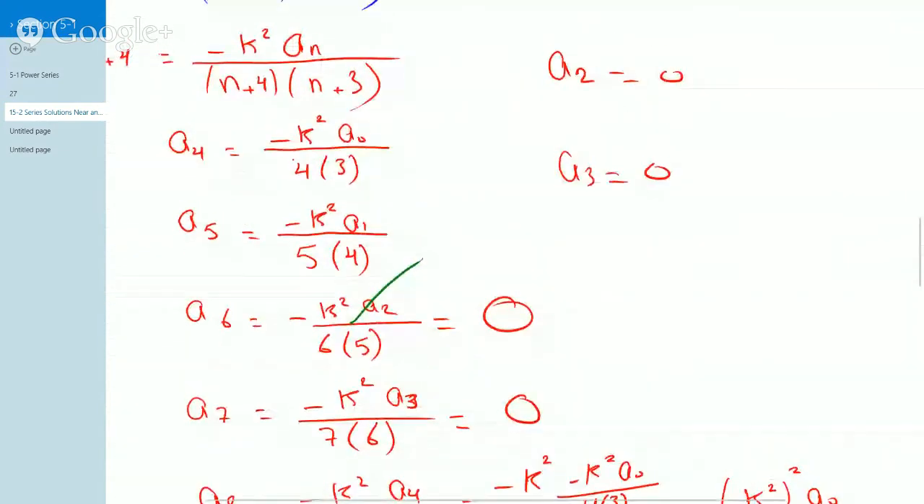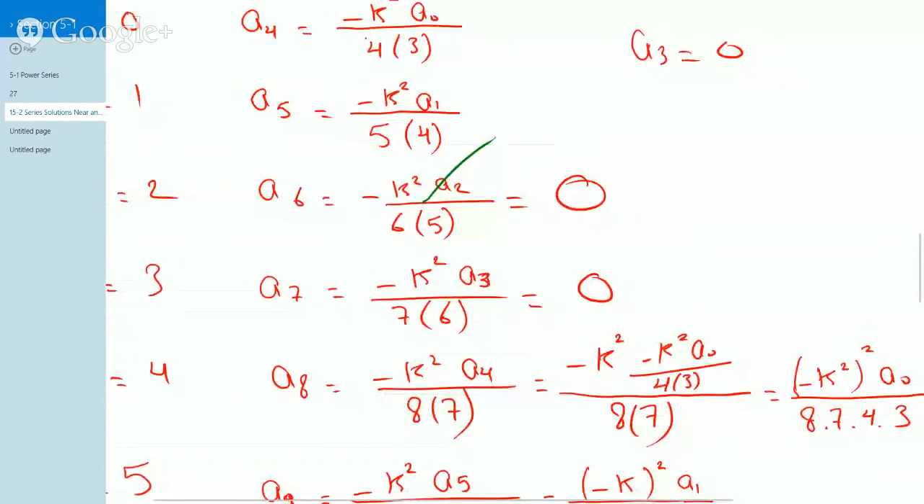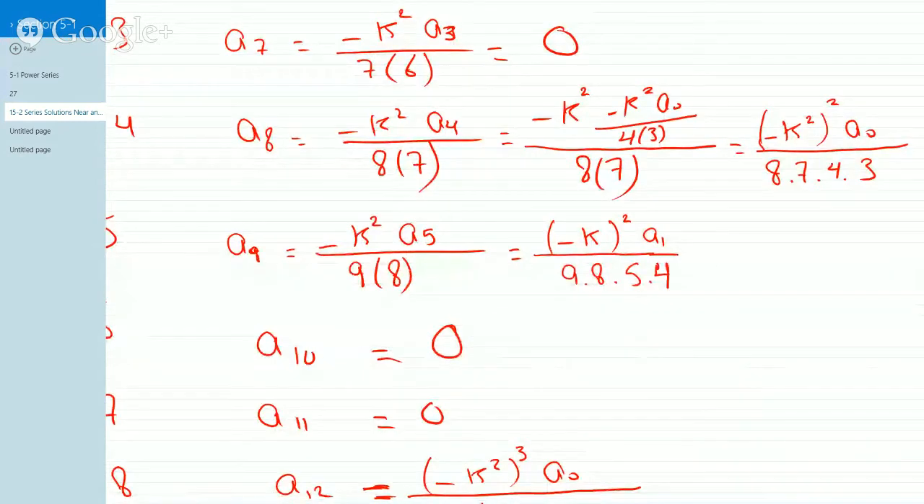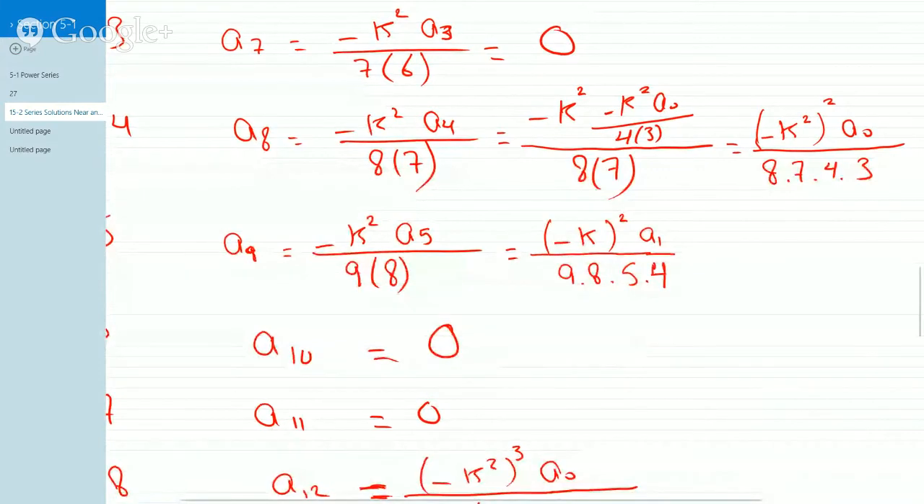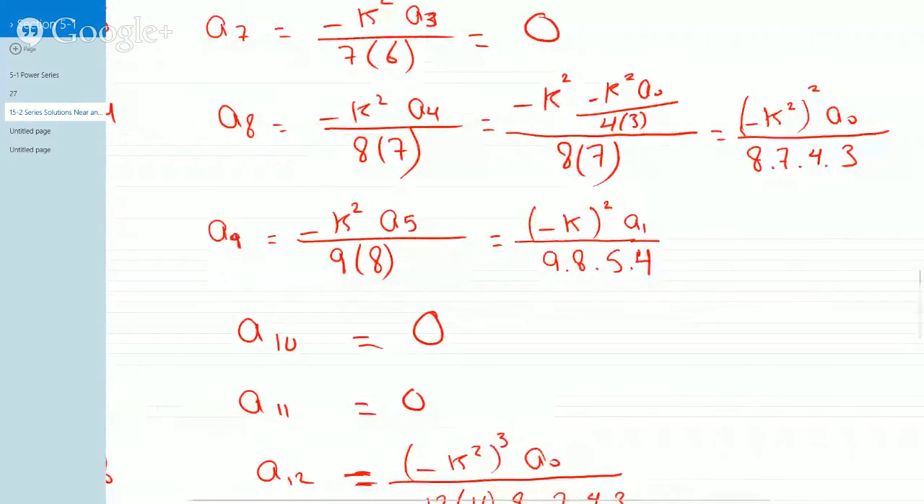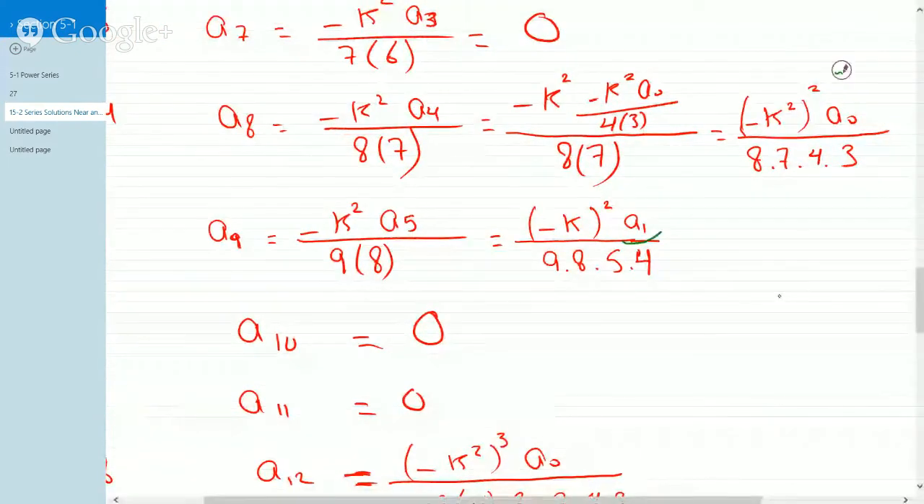But a of 5, we know what a of 5 is in terms of a of 1. So we plugged this in terms of a of 1, and we got a of 9. Now, what's the moral of the story here? Let me just say the main point. The main point is we are now able to obtain all the coefficients of this series in terms of two coefficients, a of 1 and a of 0.